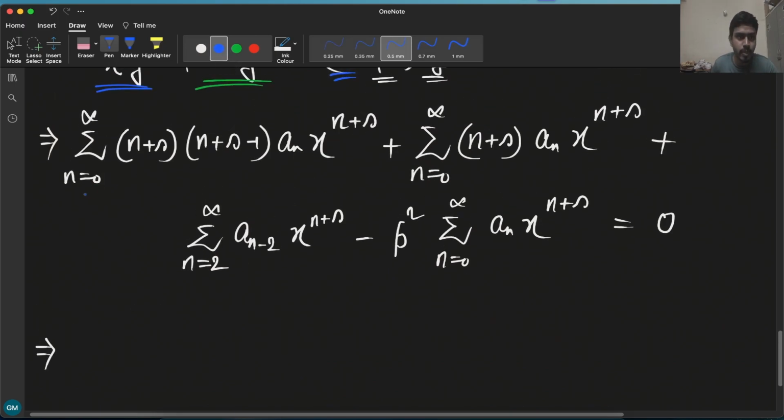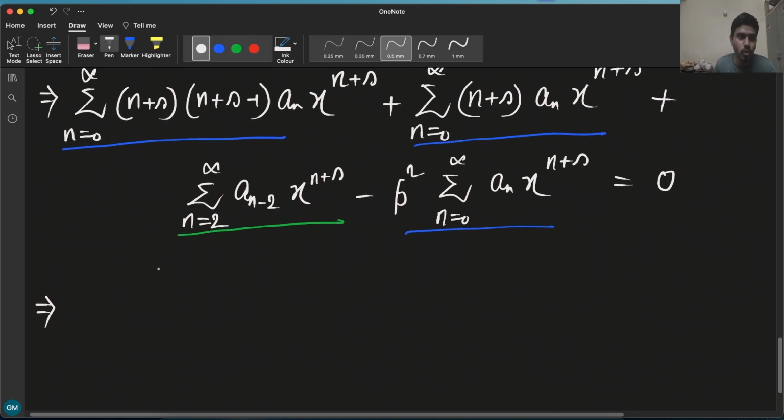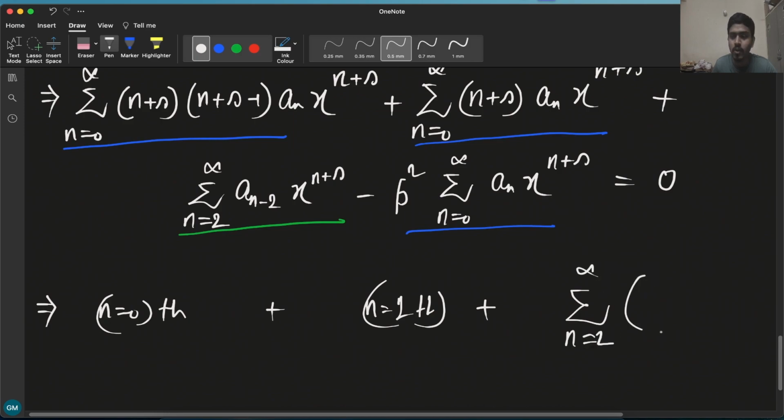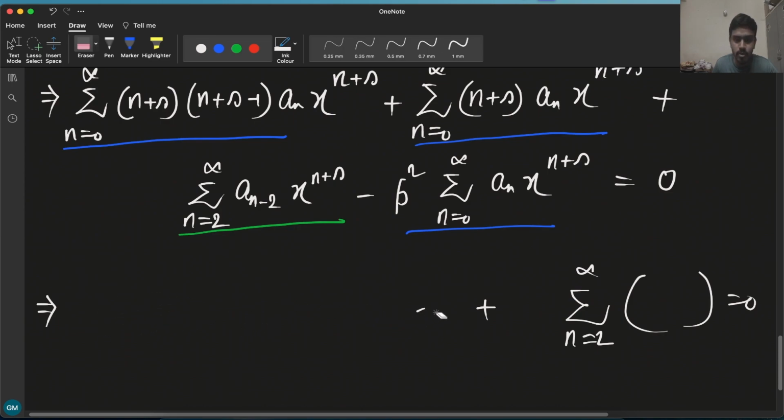So now you can see that all these terms, for example this summation and this summation, they all are starting from n equals 0, and this summation starts from n equals 2. So what we will do is we will write this n equals 0th term separately, then we will write this n equals 1th term separately, and then for the other terms which will be starting from n equals 2 to infinity, those I will write as a summation. So that's what I will do now.